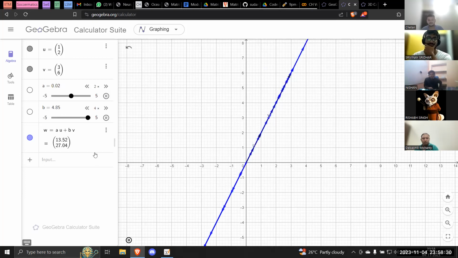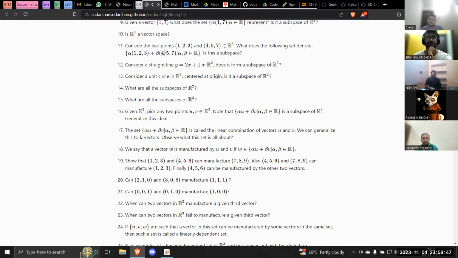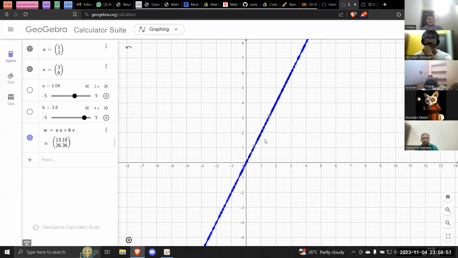Oh, interesting. Very interesting. We're getting a line now. Earlier we were getting a plane, now we are getting a line. Why? Okay, let's see. Maybe it's happening in R2. Let's check in R3 as well.